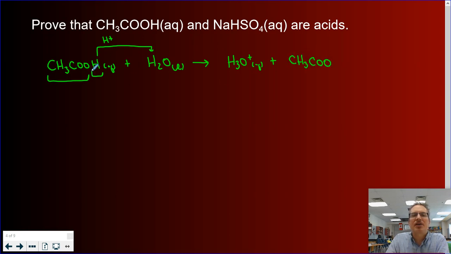I want us to remind ourselves that this was neutral when we started. H positive leaves, that means I'm left with CH3COO minus. Now, you should recognize this ion. This is the acetate ion. Most of the examples we do in Chem 20, you will recognize all the ions. They probably come from your table of polyatomics.